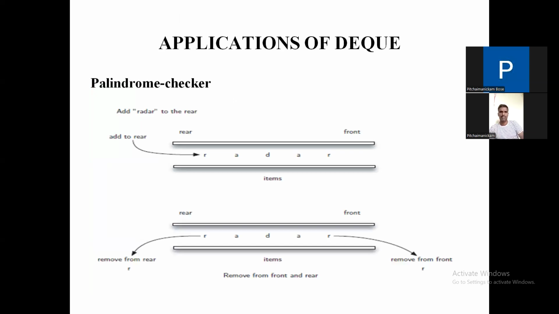Next is applications. What are all the applications of DQ? There are two different applications we are using. The first one is the palindrome checker. What is the use of this? We need to add to the rear as well as the front. We add characters at the rear side, or remove characters from the rear, and we also remove from the front. So we can do that. This is one aspect.